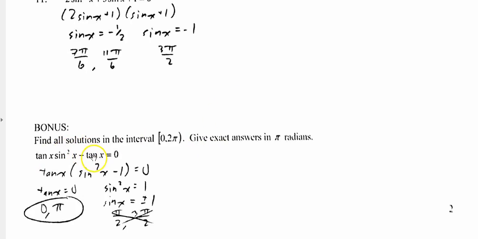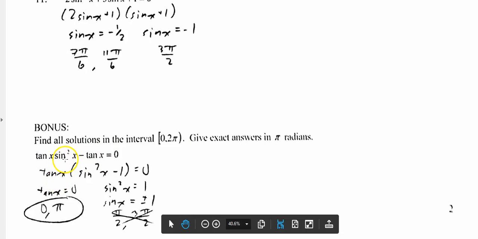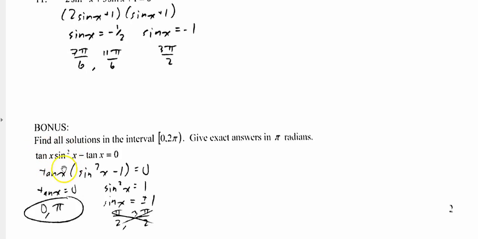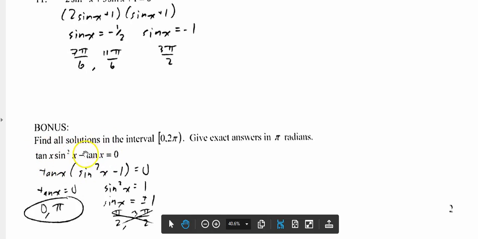On the bonus, these do have a common factor, so I took out tangent of x, which left behind sine squared minus 1. Remember, when you're factoring something out like this using the GCF method, you're essentially dividing the terms by whatever they have in common. So tangent sine squared divided by tangent is sine squared. Negative tangent divided by tangent is -1. Some people forgot to put that -1 there. That means I have tangent of x equals 0 and sine squared of x equals 1. When you take the square root of both sides, again, you get the plus or -1 for answers.